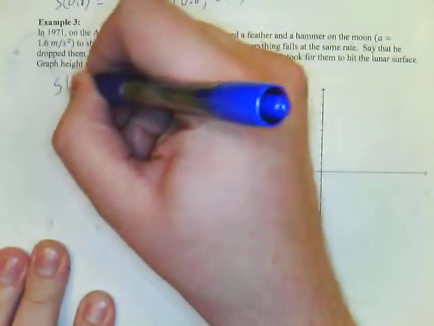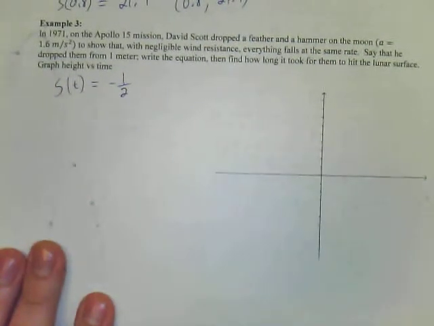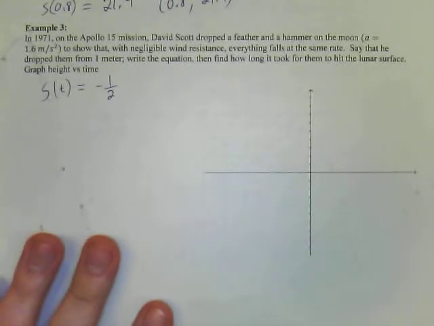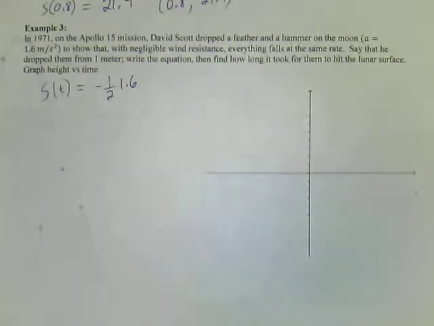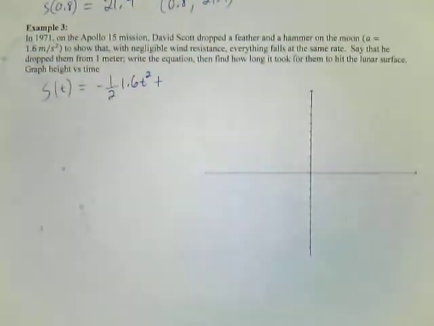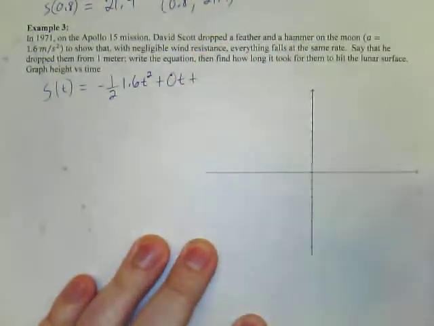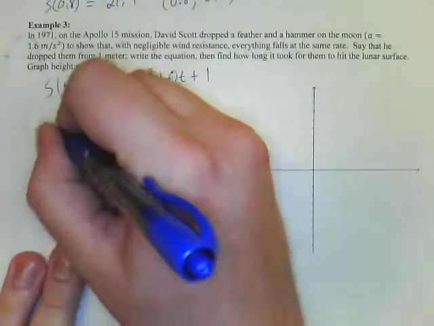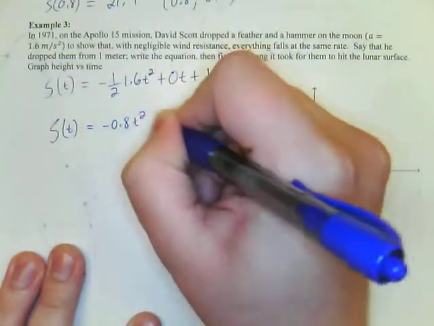So the position with respect to time is going to be equal to -1/2 times the acceleration due to gravity, which on the moon, since the moon is so much smaller than Earth, is a much smaller gravitational influence. And so the moon's gravity will pull things down at a rate of 1.6 meters per second squared. So we're going to have that times t squared. Then add to that the initial velocity times t. Well, remember, if we're dropping this, then the initial velocity is 0. So that's going to be 0 times t plus the initial height, which was 1 meter. So s of t then is equal to -0.8 t squared plus 1.